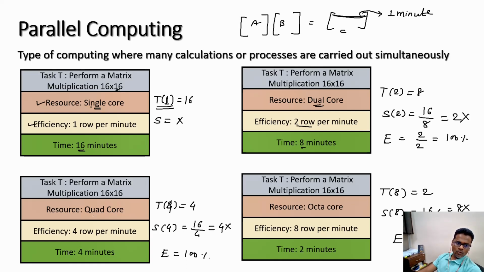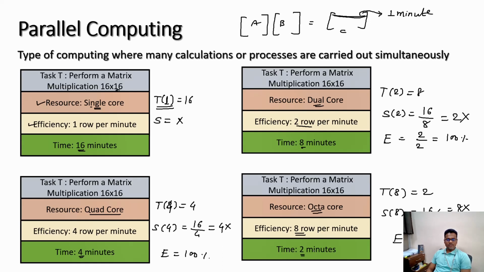In the same way, if I increase the number of resources to 4, a quad core, the overall efficiency becomes 4 rows per minute and the overall time required is reduced to 4 minutes. If I increase the resources to 8, the efficiency becomes 8 rows per minute and the overall computation can be performed in only 2 minutes. So you can see there is a relation between the number of computing resources and the overall time required.